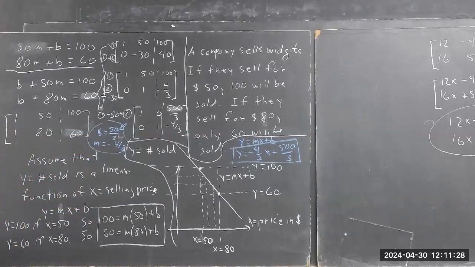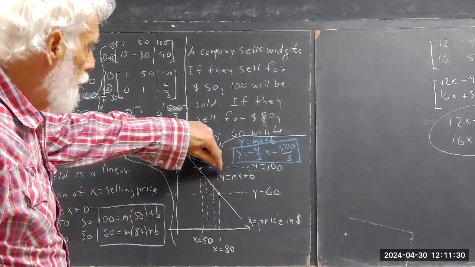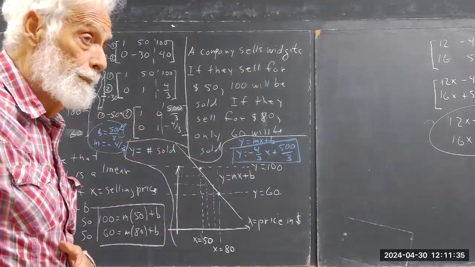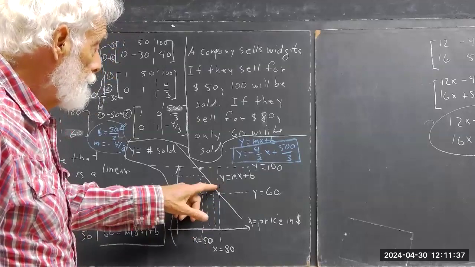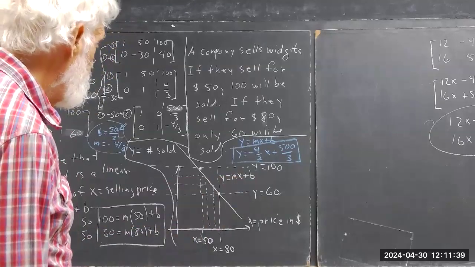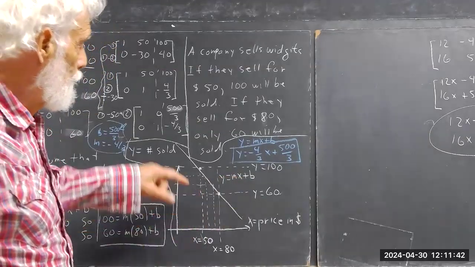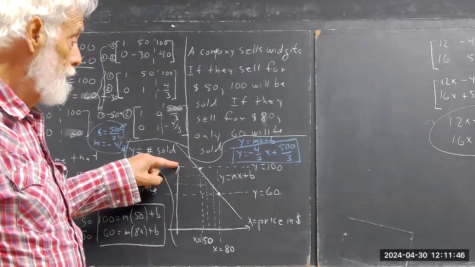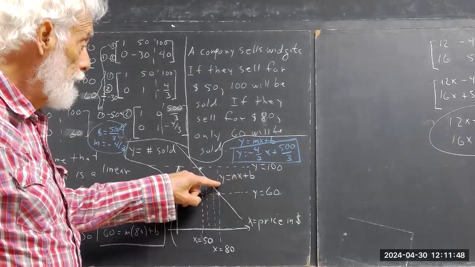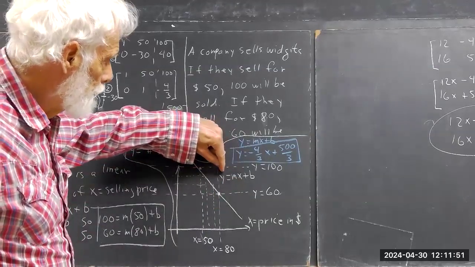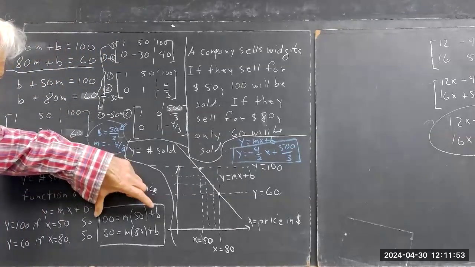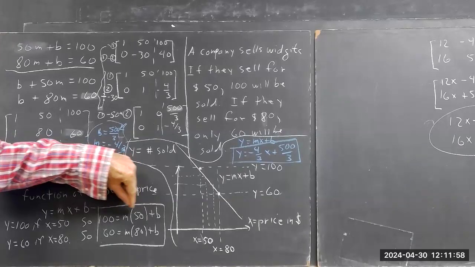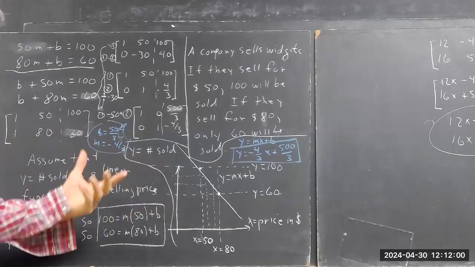First of all, if it's a line, the equation could be written y equals mx plus b. Now, we know that when x is 50, y is 100. So we replace x by 50 and replace y by 100, and we get this equation right here. Y is 100, x is 50. We know that this is so.